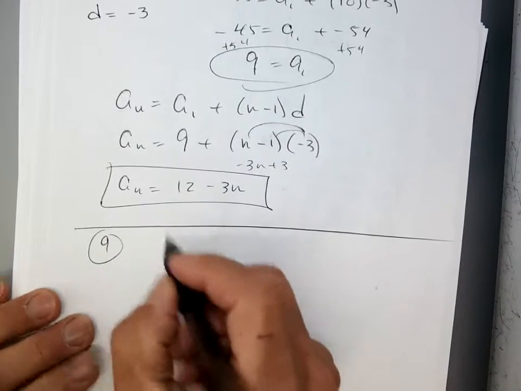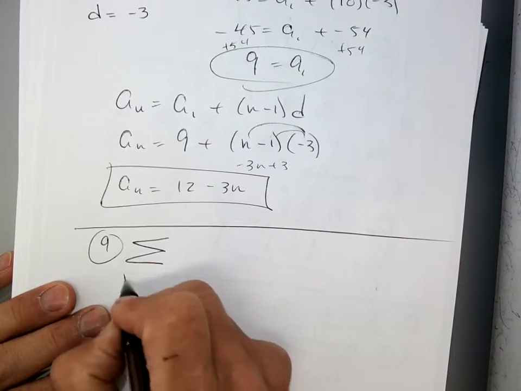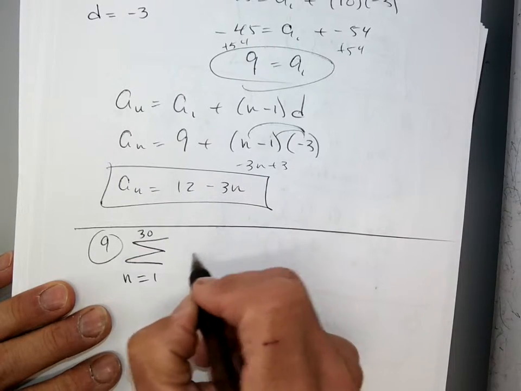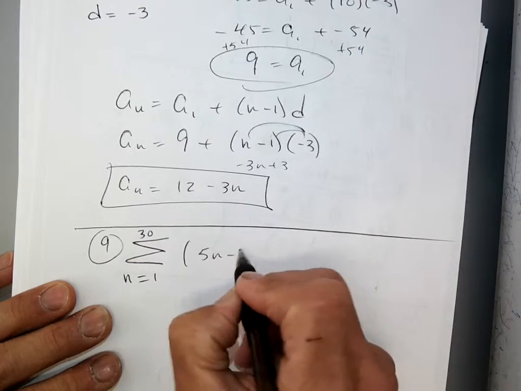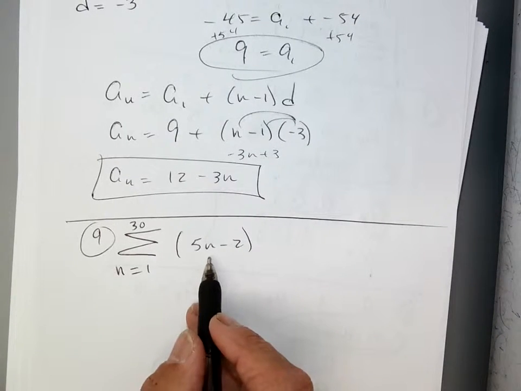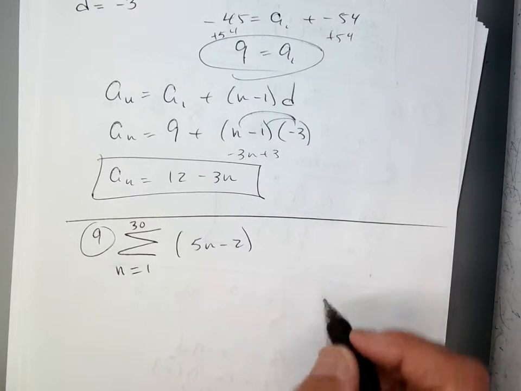Number 9. The summation from n equals 1 to 30 of 5n minus 2. Real quick, summation, right? We're going to add them up. But the question is, is it arithmetic or geometric? It is arithmetic. In fact, we're going to add 5 each time. If you're not sure, you can plug some numbers in: plug in 1, plug in 2, plug in 3, plug in 4. But it is arithmetic. I agree.